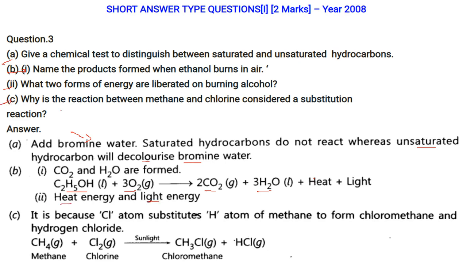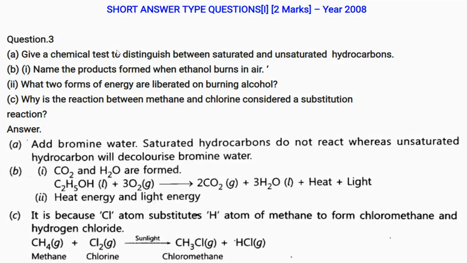Why is the reaction between methane and chlorine considered a substitution? This is because chlorine atoms substitute hydrogen atoms of methane to form chloromethane and hydrogen chloride. See, this is CH4. When the reaction occurs, one of the Cl takes the place of this H. That is why it is called a substitution reaction.